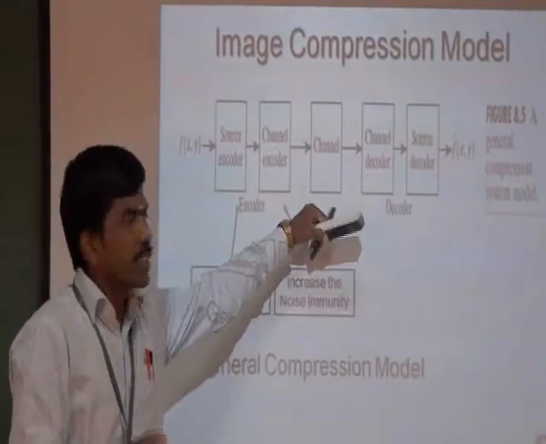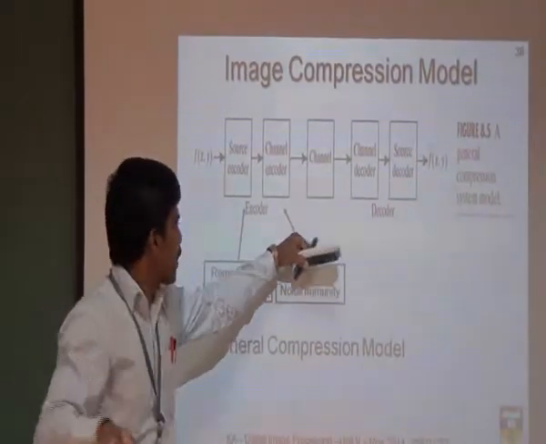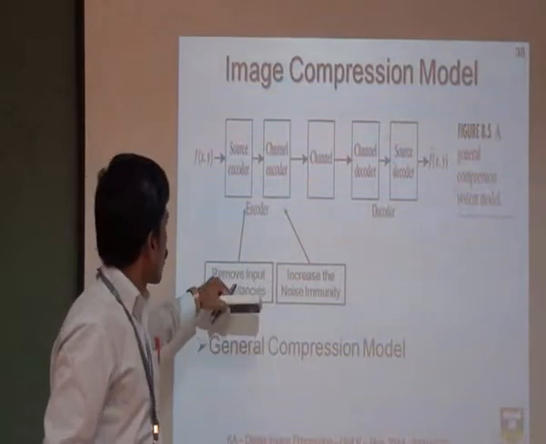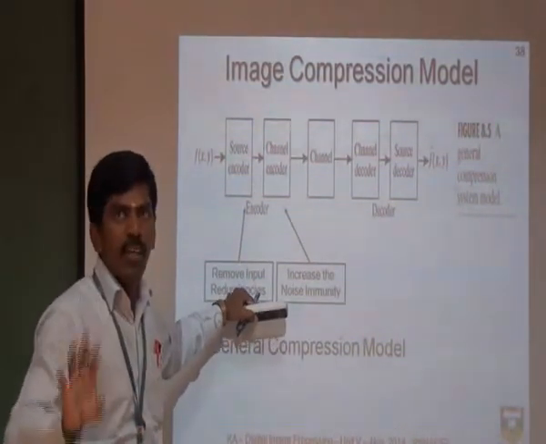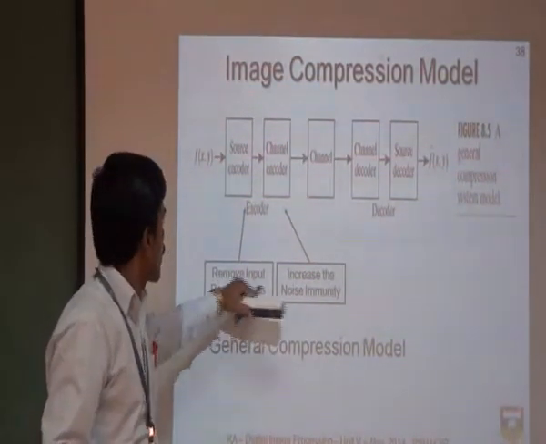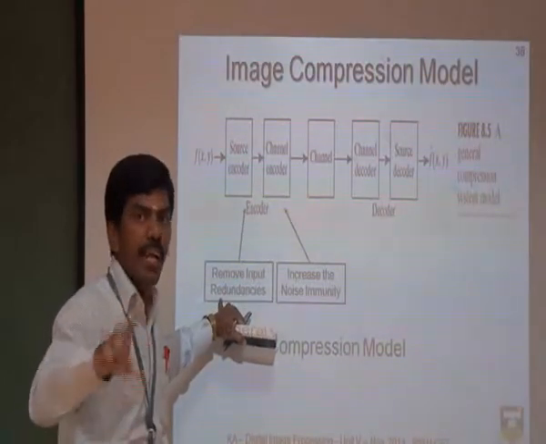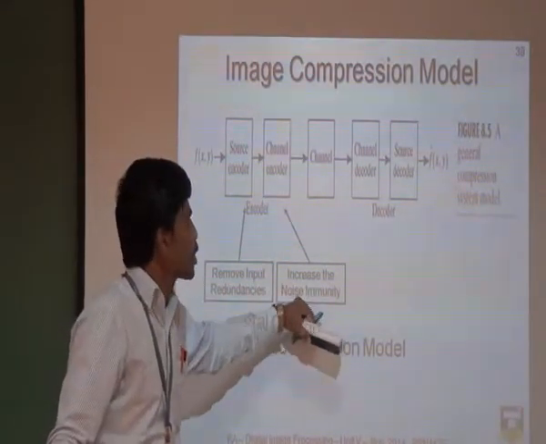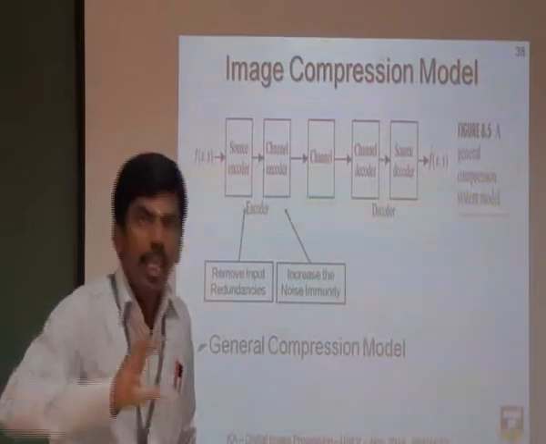Your channel is nothing but some medium. It's mathematical; we can model it. So what happens? I told you, remove the input redundancy. Your source can remove the input redundancy, or however many redundancies are there. That increases the noise immunity, meaning it reduces the noise power.